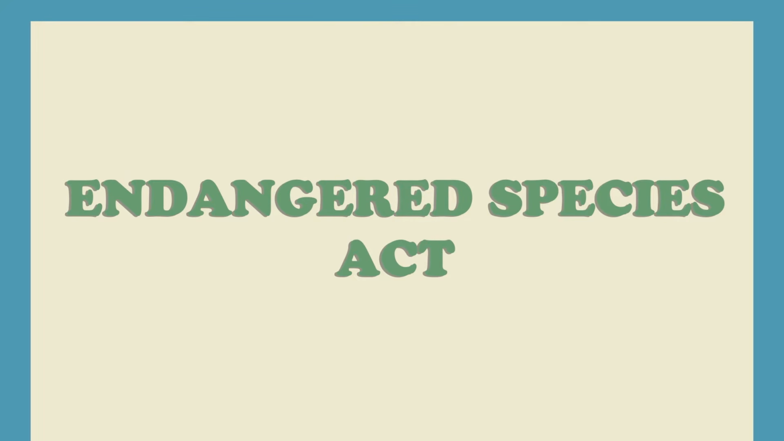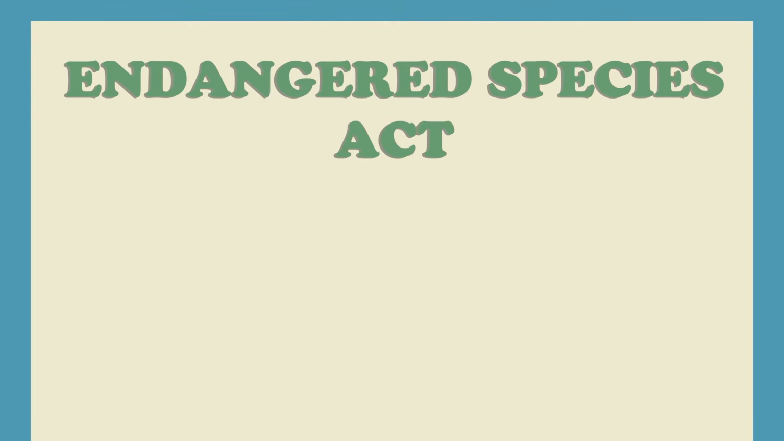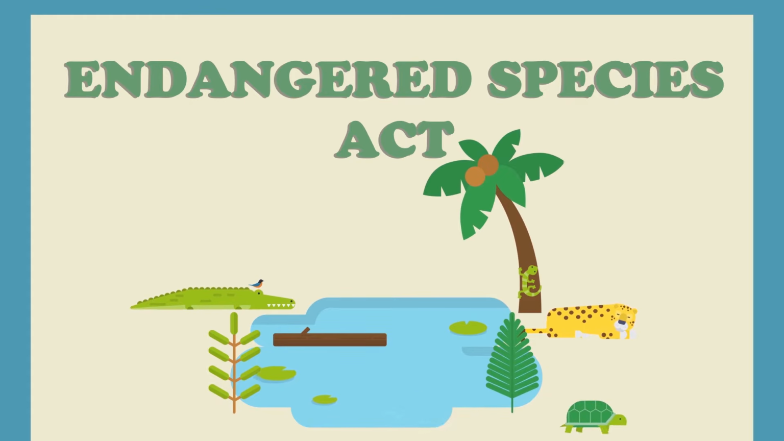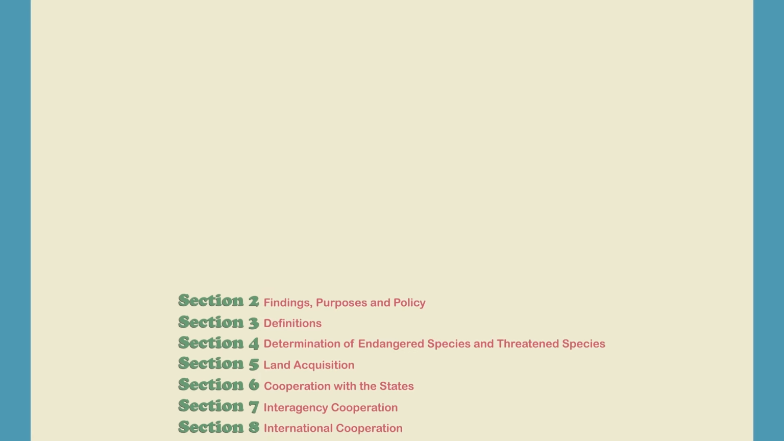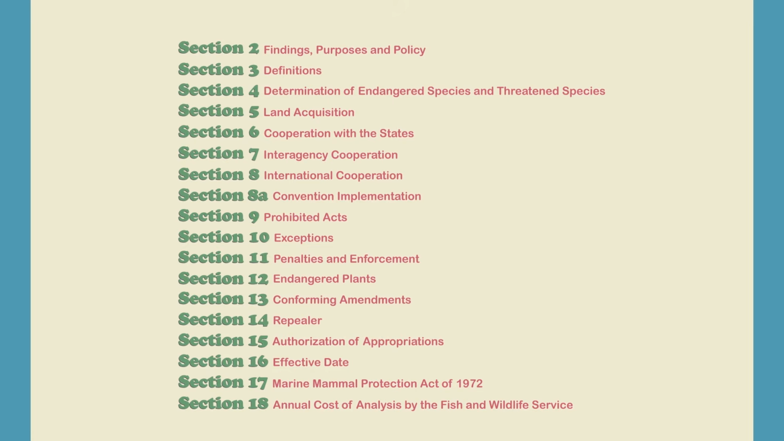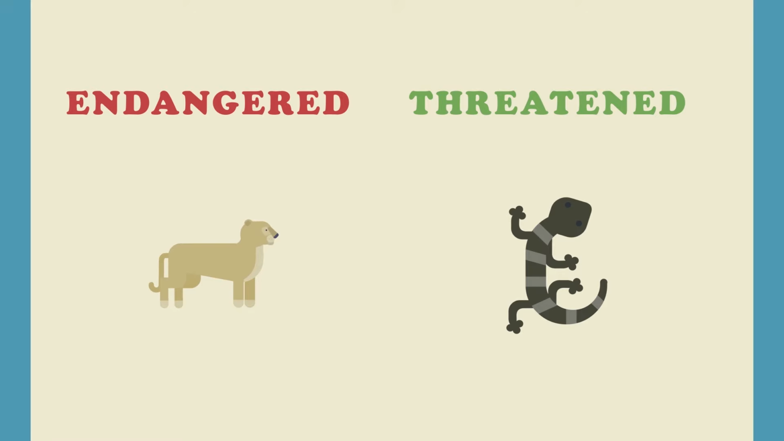The Endangered Species Act, also referred to as the ESA, is one of the most powerful environmental laws passed by Congress. The purpose of the ESA is to protect and recover imperiled species and the ecosystems upon which they depend. Like any other laws, the ESA has multiple sections. In this video, we will look at how the law is structured and how each piece is a tool towards conservation.